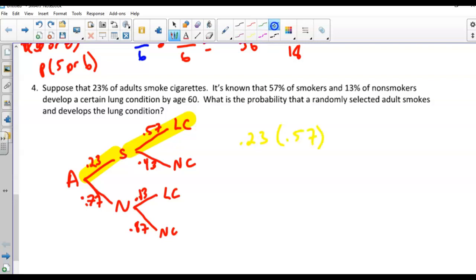Anyway, when you multiply that, that's going to give us 0.1311.